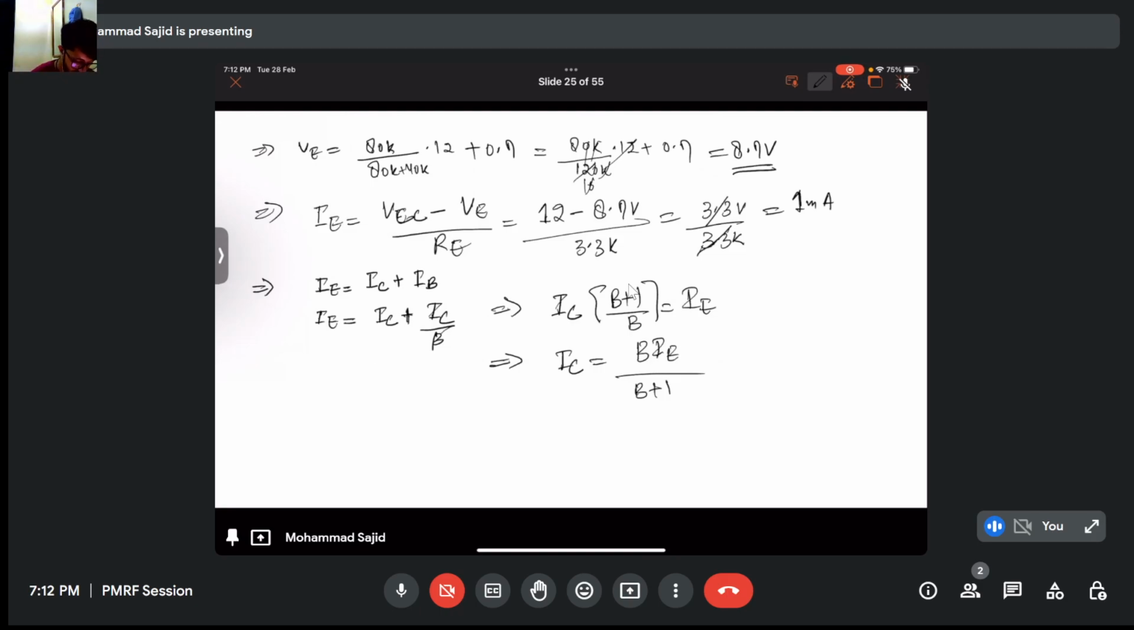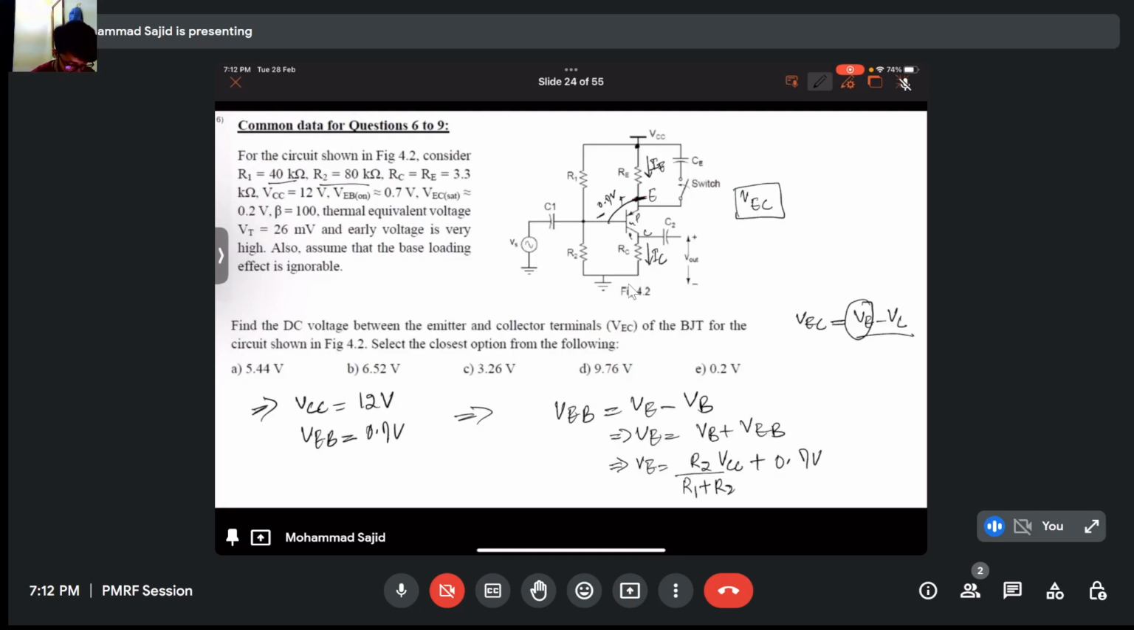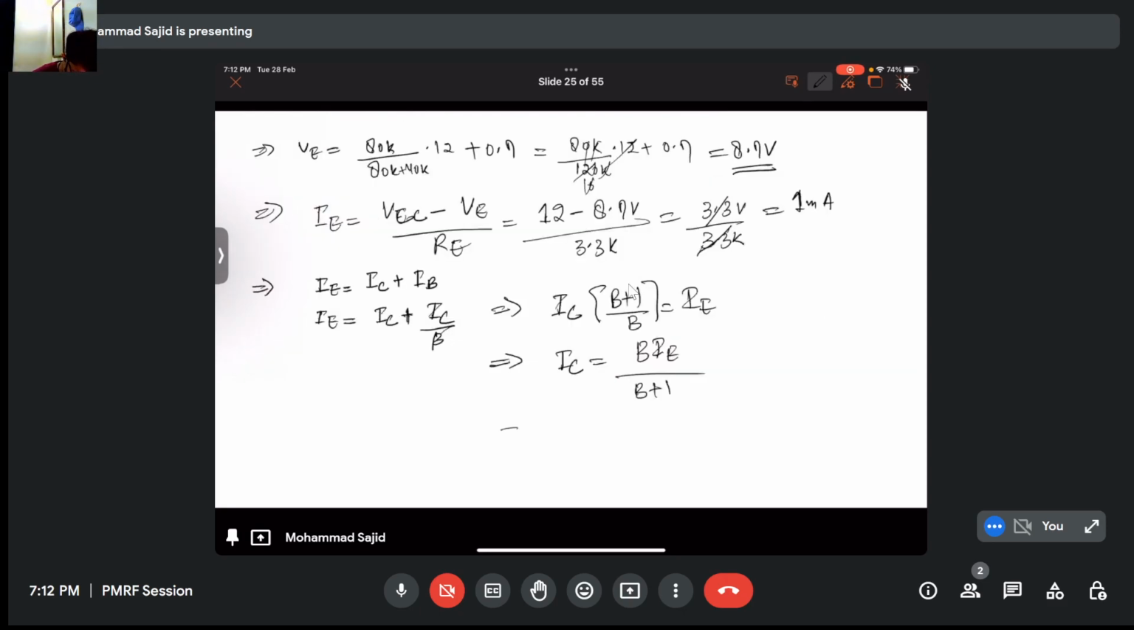Now beta is given to us, right? Beta is given to us as 100. So my IC will be equal to 100 divided by 101 times IE, and IE is 1 milliamp, and let's just keep it this way.